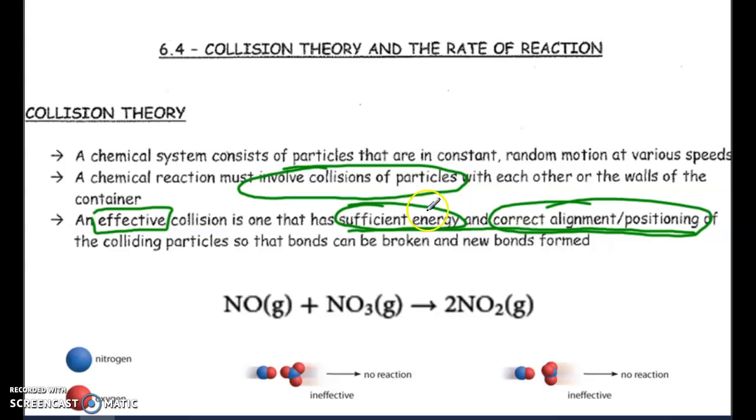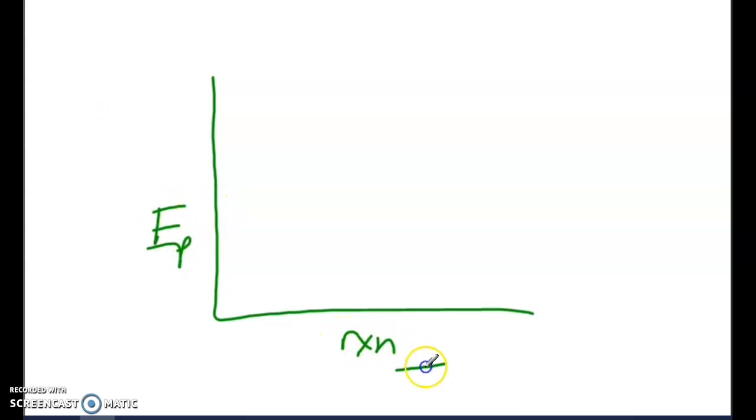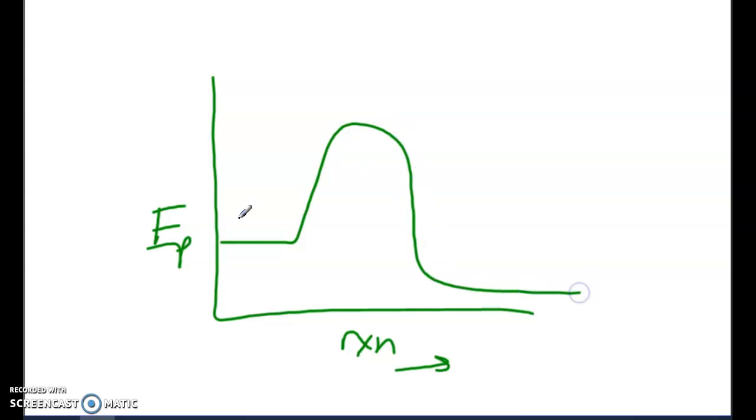Every reaction has a certain energy threshold that has to be met. We saw that even when looking at enthalpy change, with a lot of our potential energy diagrams. Here's our reaction process, where we have our reactants and our products.